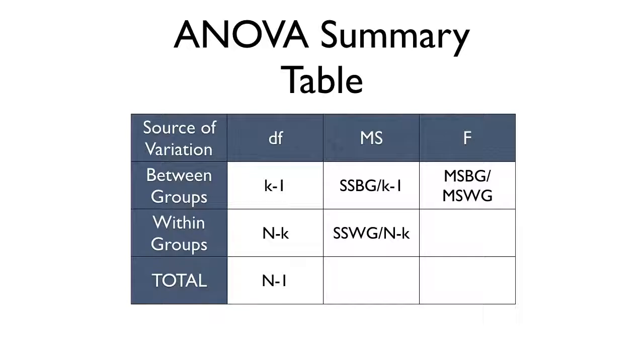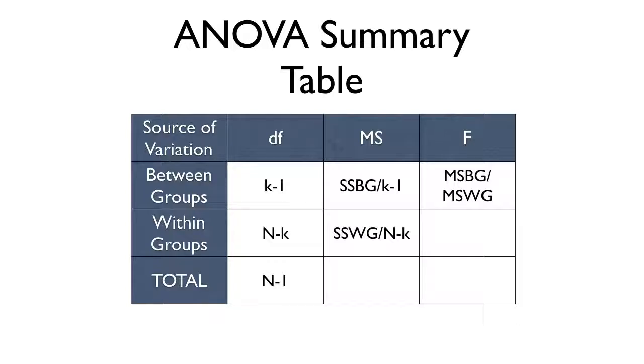And the mean square is sum of squares for between groups divided by k minus 1. For within groups, it's sum of squares within groups, sum of squares of error, divided by big N minus k. To get the F value, mean square between groups divided by mean square within groups. Mean square treatment divided by mean square error. They mean the same thing.